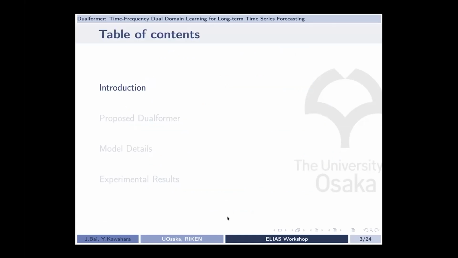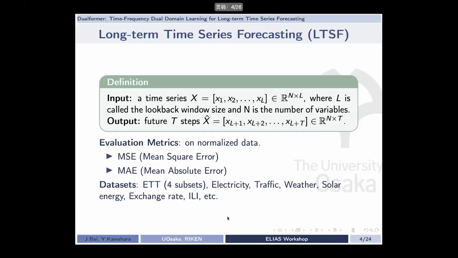This is the overview of my talk. First, I'm going to give you a very simple definition of the long-term time series forecasting problem. Given a time series X, which is always a multivariate time series, N is the number of variables, and L is called the look-back window size. The goal here is to predict the corresponding future T steps, also indicated as X hat.